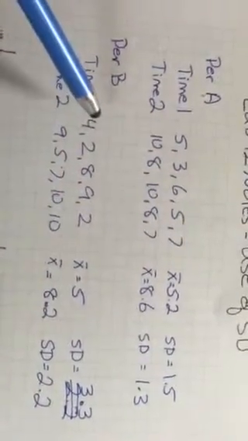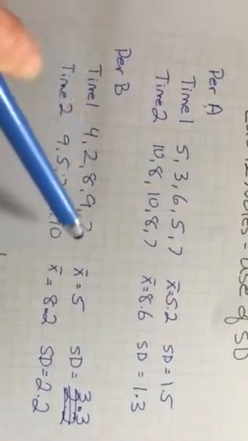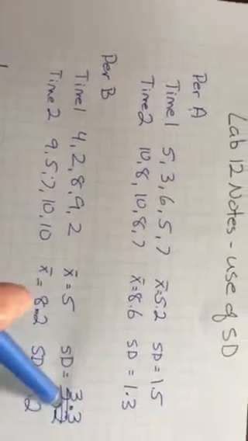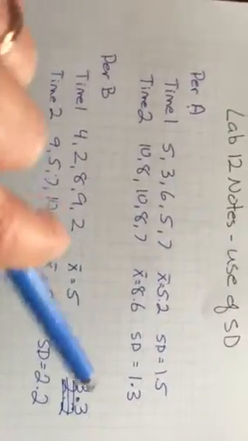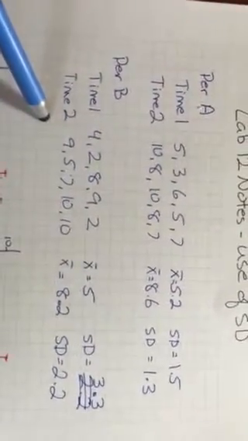And you can see how much broader this data is, right? We go all the way down to 2 and up to 9, even though we still have a mean of 5. So this 3.3 versus the 1.5 shows us that this data is much more spread out. Same thing here with our data of 2.2.